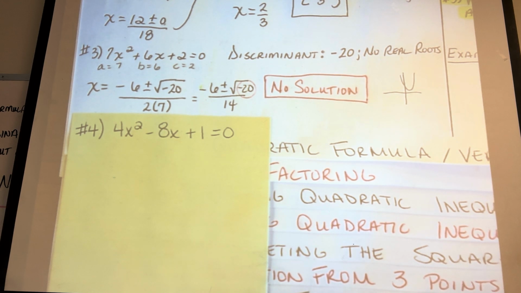All right, so example 4 is 4x squared minus 8x plus 1. First thing I want you to do is pause the video and try to substitute in the negative b, calculate the b squared minus 4ac, and substitute in the a. So pause the video and try that part.